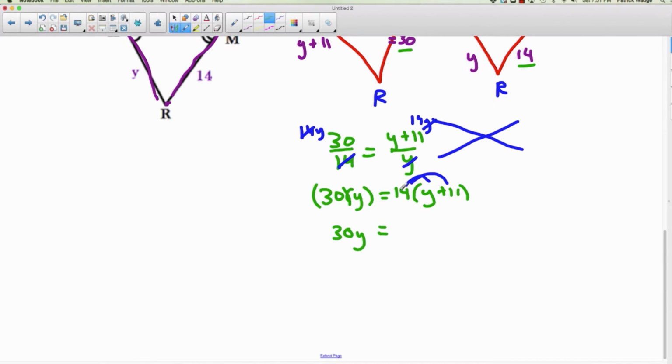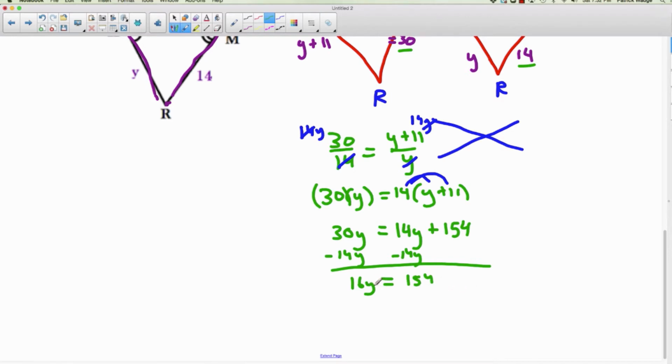What do you get when you do that? You go 14 times y is 14y, and 14 times 11 is 154. Now, what's your next step? You have y's on both sides. We don't want that. We want to get all the y's to one side. So I would recommend you get rid of this 14y. Subtract 14y from both sides. If you do that, you'll be left with 16y equals 154.